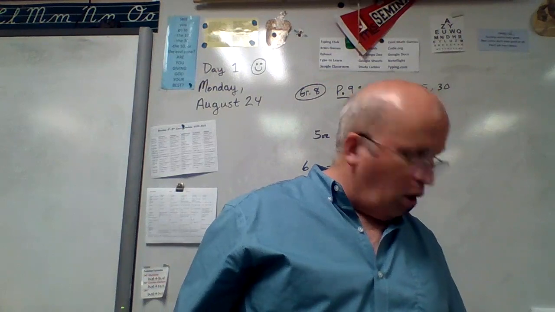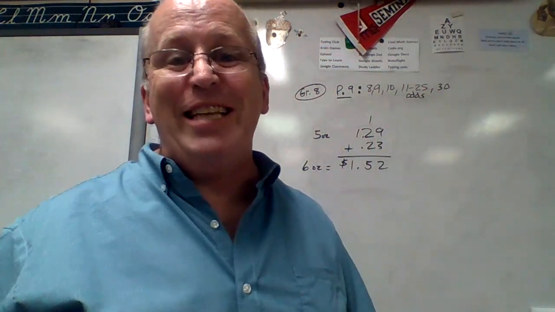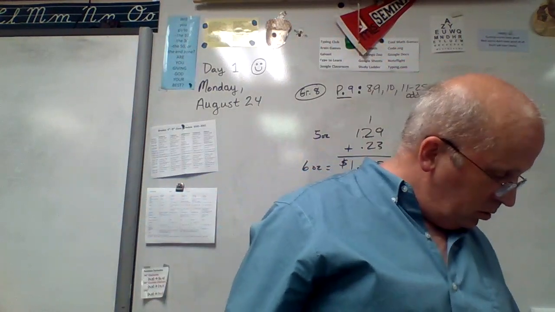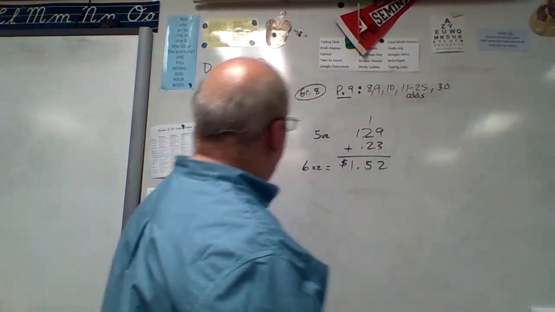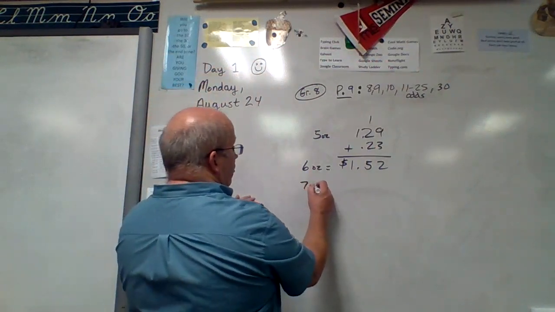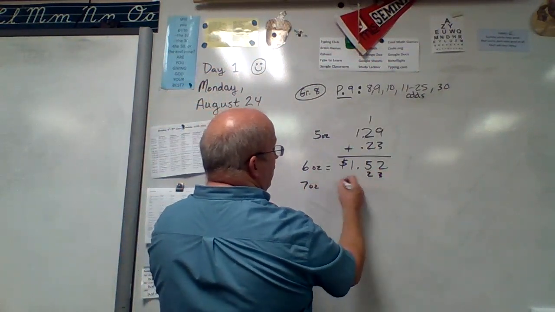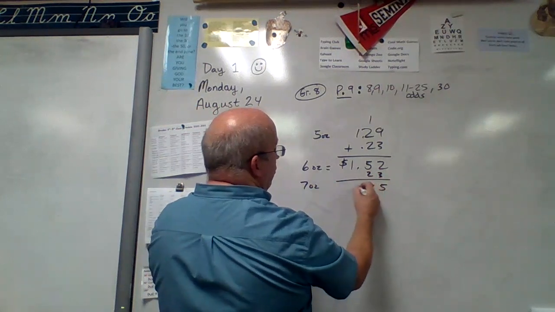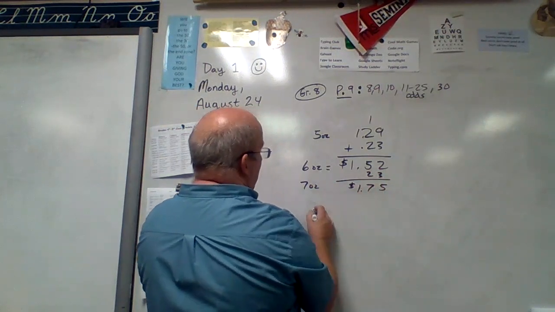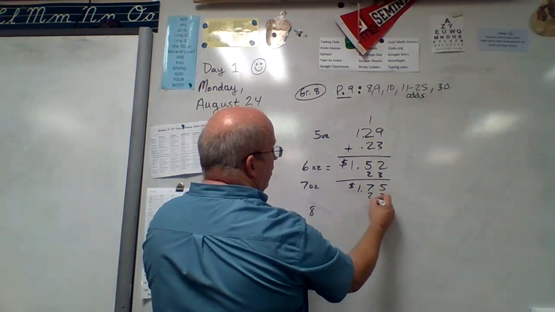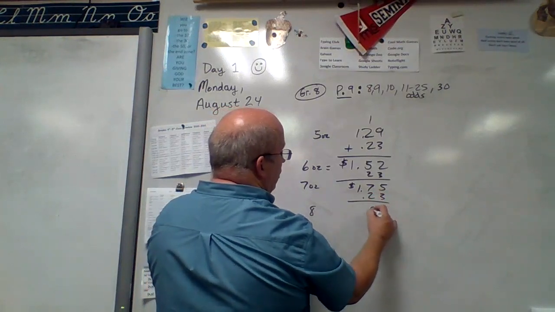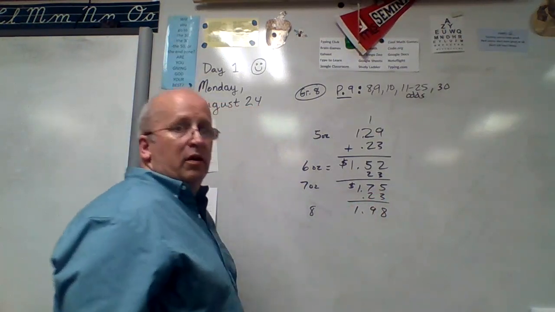What if you wanted to know how much it would cost to mail something that's 8 ounces? Well, we would continue the pattern, wouldn't we? For 7 ounces, you'd have to add another 23 cents, and you'd get 175. So for 8 ounces, you'd add another 23 cents, and you get 198.